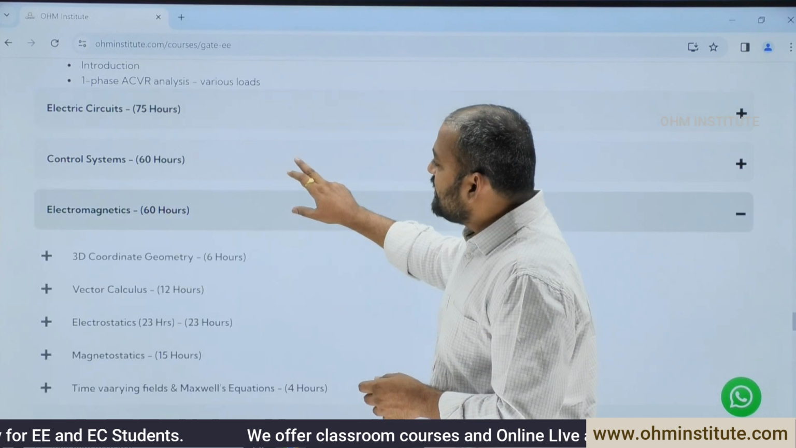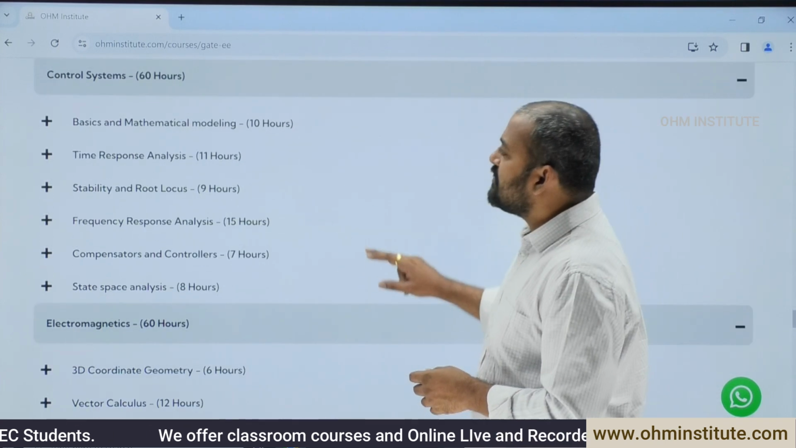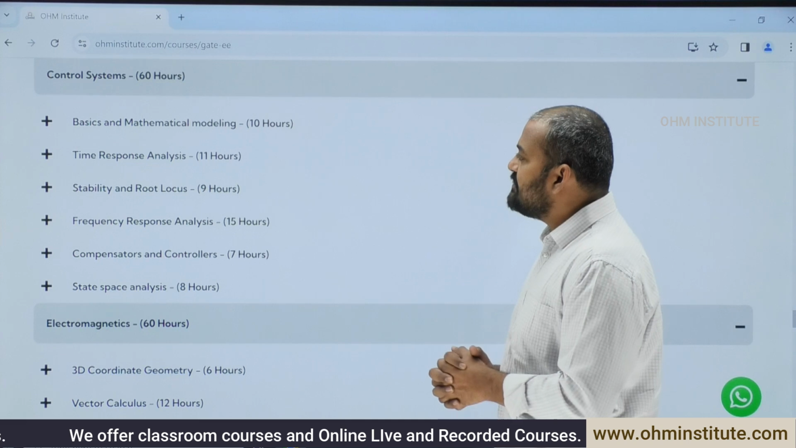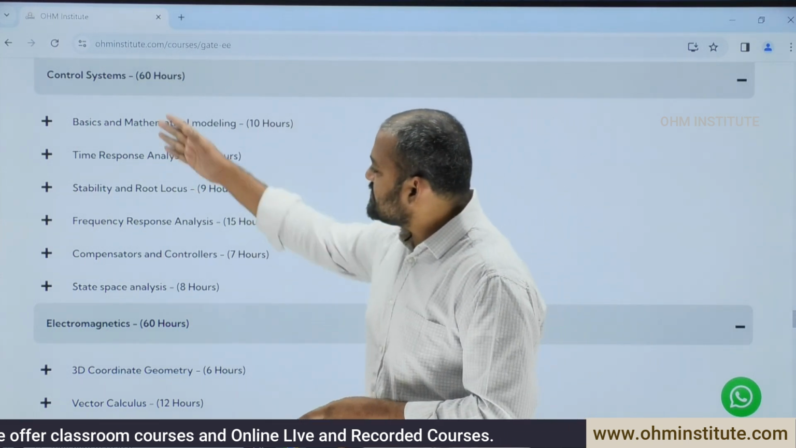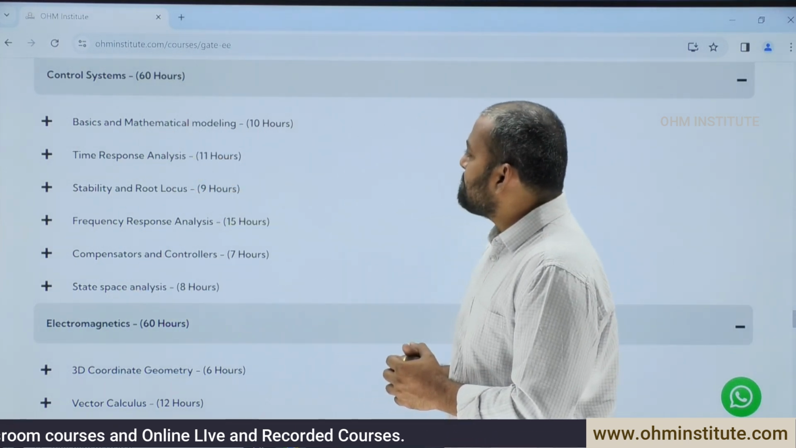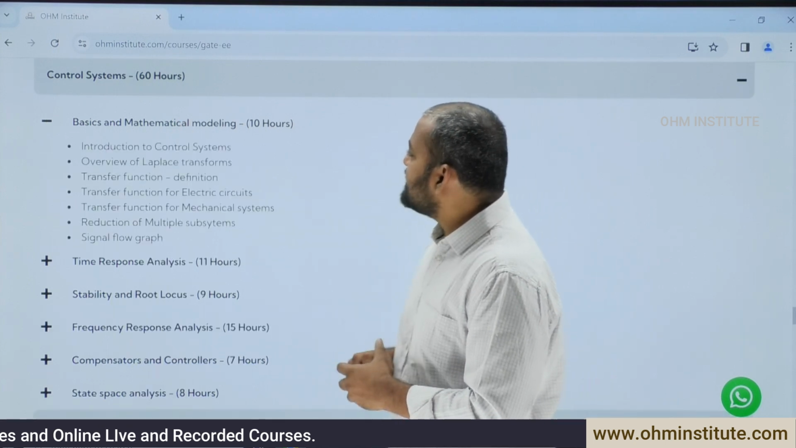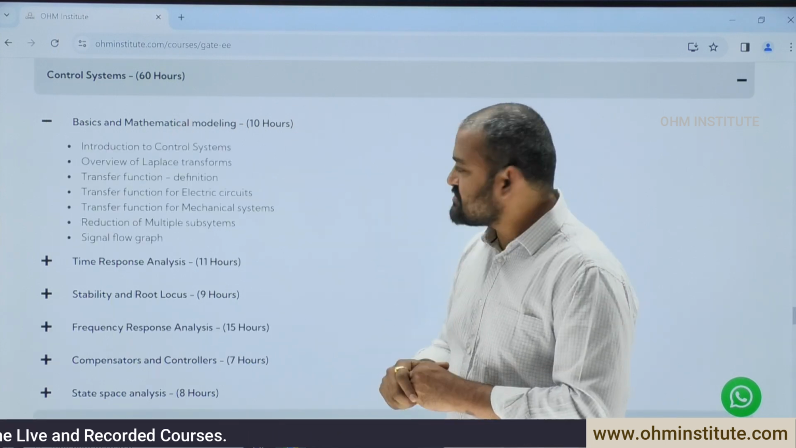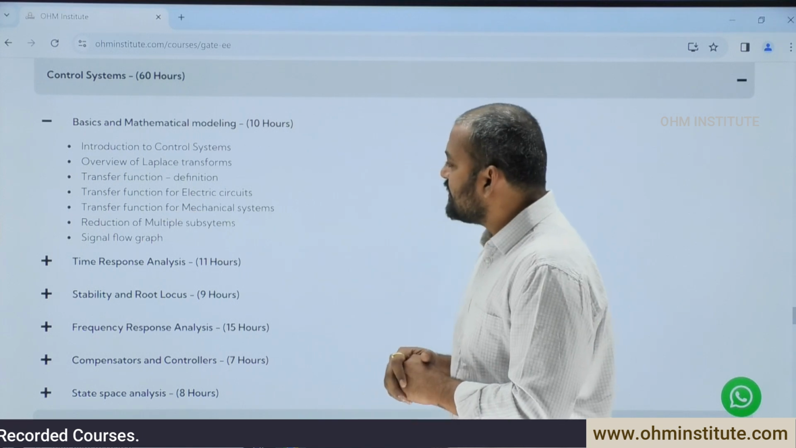And then coming to the next one, control systems. This is another common subject for electrical paper and ECE paper. And there are 6 subtopics. Okay, first one is basics and mathematical modeling. It will take 10 hours, and these are the subtopics in that.